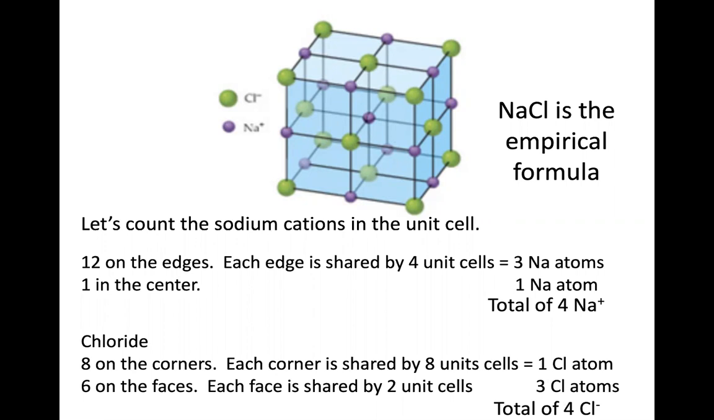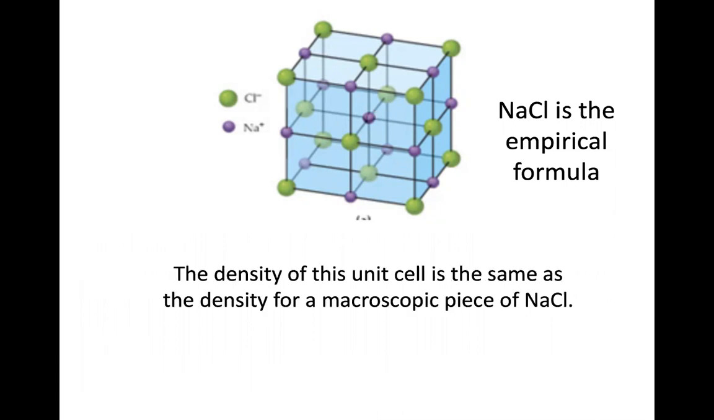And in fact, this unit cell right here is the smallest amount of sodium chloride you can have that will still have the density of a large piece of sodium chloride. If you were to add up the mass for these total of 8 atoms, 4 sodium and 4 chloride, and add up the volume that they are in right here, this would be the same as if you have a large piece of sodium chloride. The density of the unit cell is the same as the density of a macroscopic object, the kind that you can hold in your hand.